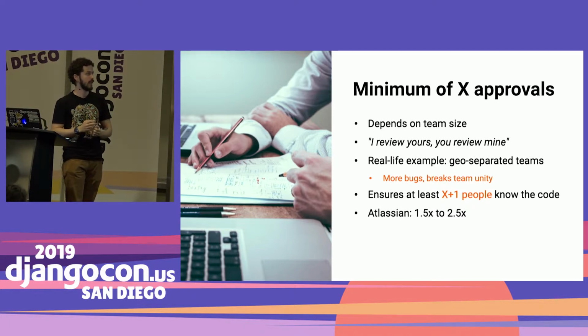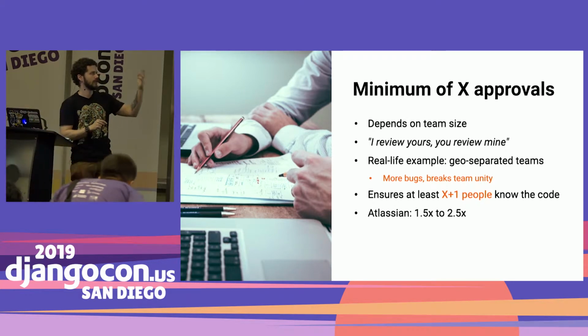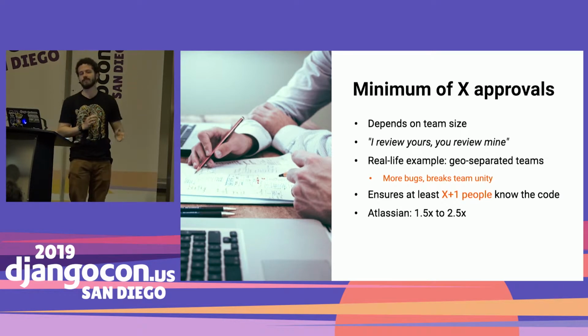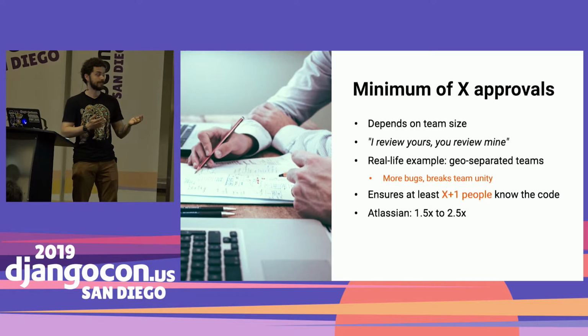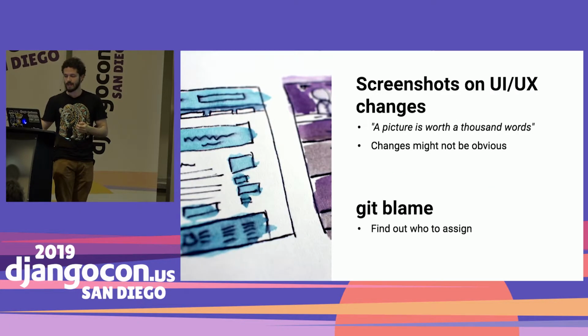Atlassian suggests that if you need a minimum of 2 approvals, you assign 1.5 times 2, so 3 or 2.5, depending on the team size. So you can actually speed up how soon the pull request is going to be reviewed, because you're going to have more people assigned to it, so whoever is available is going to review that pull request sooner.